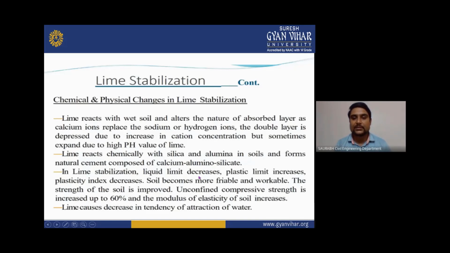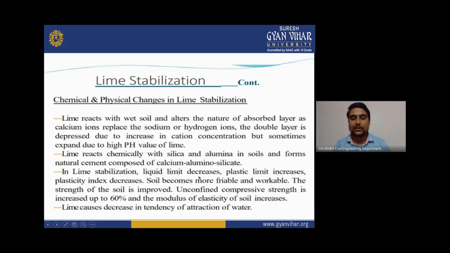Chemical and physical changes in lime stabilization we will see here. Lime reacts with the wet soil and alters the nature of the adsorbed layer as calcium ions replace the sodium or hydrogen ions. The double layer is displaced due to the increase in cation concentration, but sometimes this is explained by the high pH value of lime. Lime reacts chemically with the silica and alumina in soil and forms natural cement compounds of calcium alumino silicate.